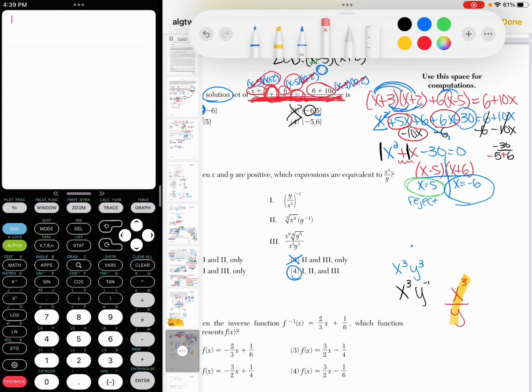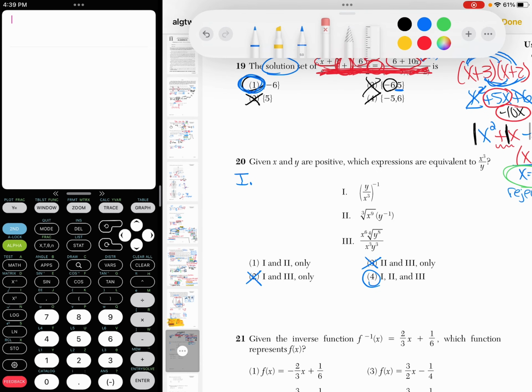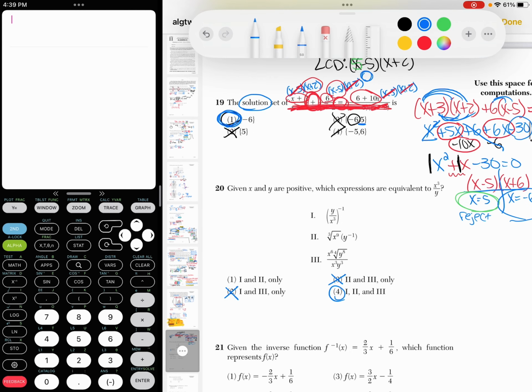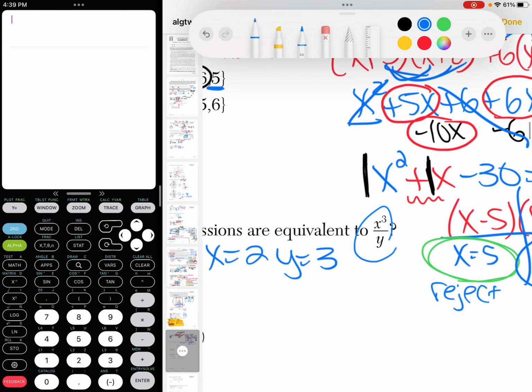Now, the difference with this one versus the other ones that we've done is there's 2 variables. So you just have to keep it straight about which variables you're plugging in certain numbers for. So for this one, you need an x and a y. I'm going to use that x is 2 and y is 3. So when I plug in the original to my calculator, again, x is 2, y is 3. So it's going to be 2 to the third, 2 to the third over 3.